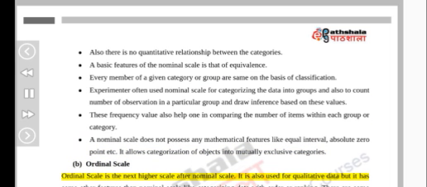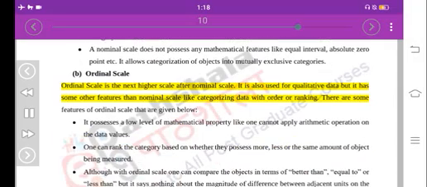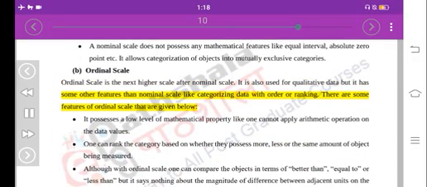B. Ordinal scale. Ordinal scale is the next higher scale after nominal scale. It is also used for qualitative data, but it has some other features than nominal scale, like categorizing data with order or ranking. There are some features of ordinal scale that are given below. It possesses a low level of mathematical property, like one cannot apply arithmetic operation on the data values. One can rank the category based on whether they possess more, less, or the same amount of the object being measured.